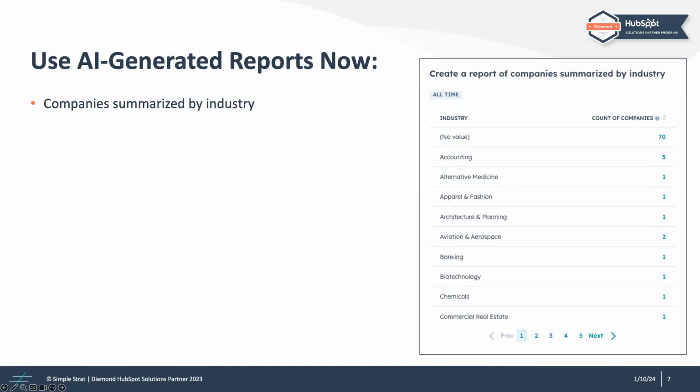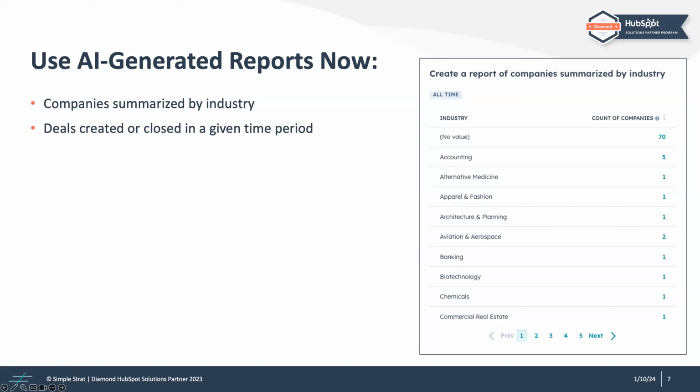I know that's often a stumbling block for people when they're first starting to create reports: what kind of visualization type should I use? So we ask it for companies summarized by industry. It makes a lot of sense to do that by table because there are so many industries available. And this is what you would get with that prompt.